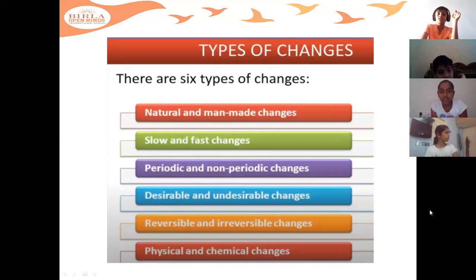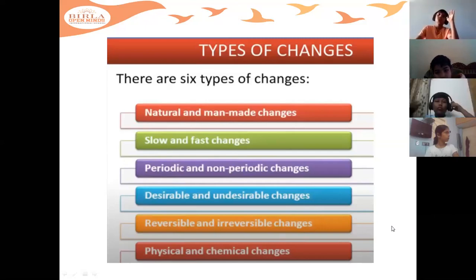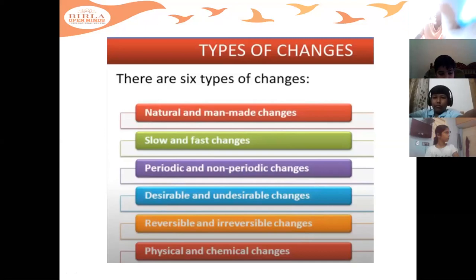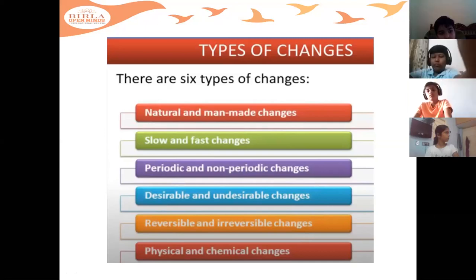Ma'am, types of changes, right? Yeah, if you want, you can write it. It's homework for you. Types of changes you have to write. Two examples you have to give for this. Ma'am, shall we take a screenshot? Yeah, you can take the screenshot because time is finished. You can write it in your homework book. Give 2 examples and write for each of them. Ma'am, in notes or classwork we have to write this? Classwork. Ma'am, shall we keep the heading natural and man-made changes, and then write examples? Yeah.